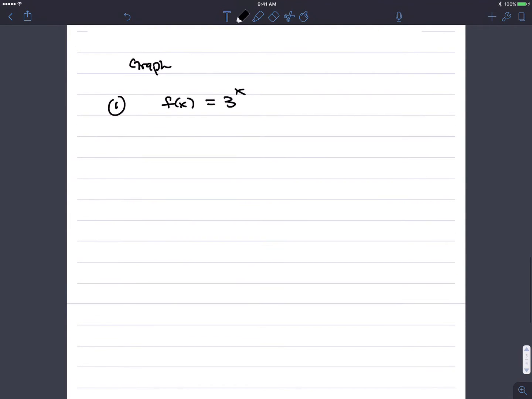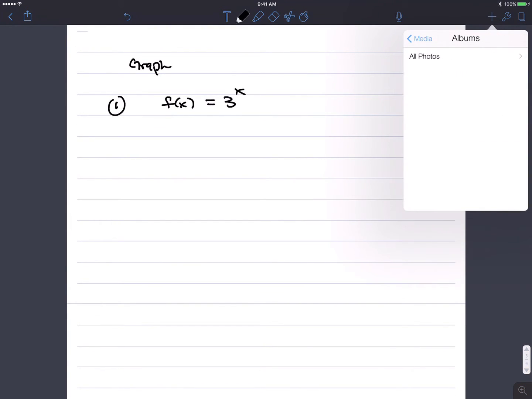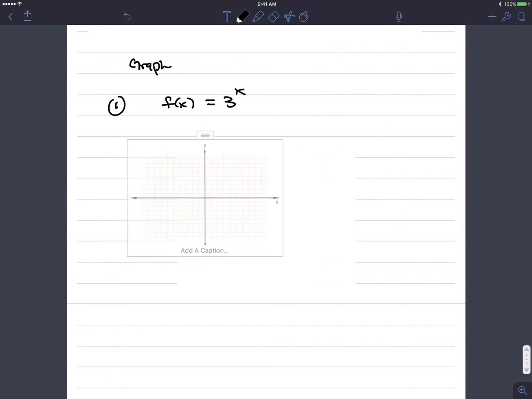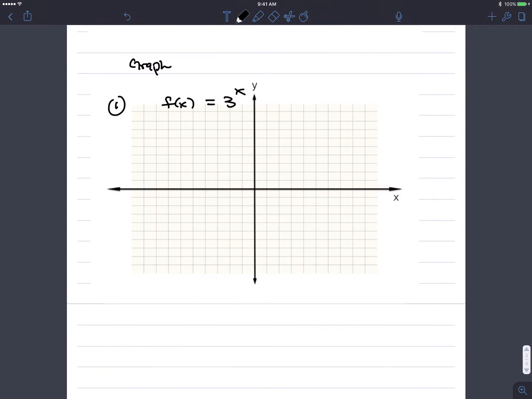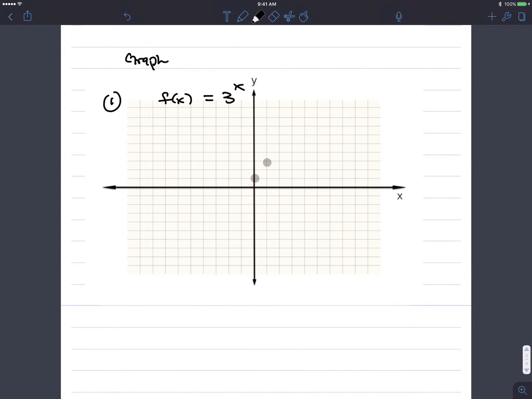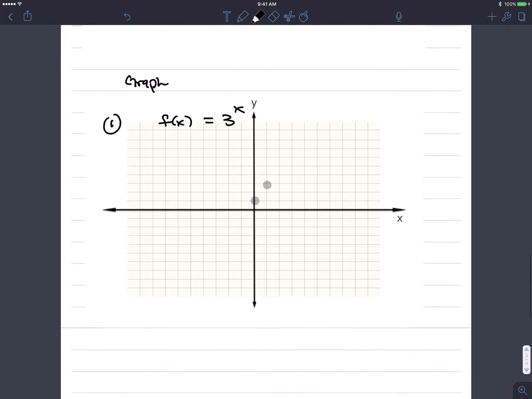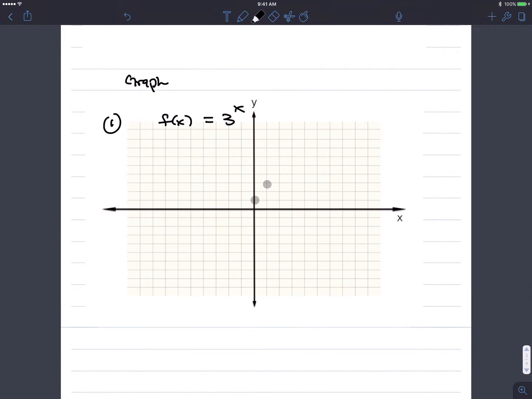Let me be more specific initially so you guys can kind of see what they want you to do. Maybe we'll go with that. Okay. You know what's going to happen when x is 0? Y is 1. When x is 1, y is 3. So we go up 1, 2, 3 right here. When x is 2, y is 9. Okay. So let's see where 9 would be. X is 2. 1, 2, 3, 4, 5, 6, 7, 8, and 9. There you go.